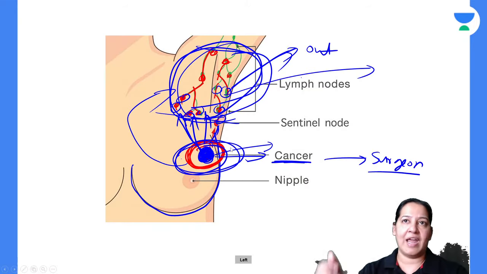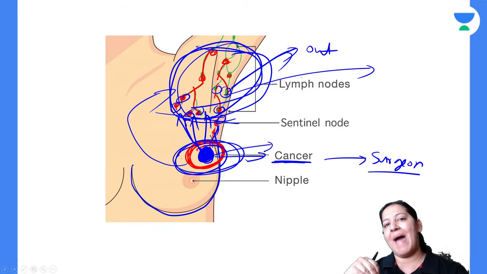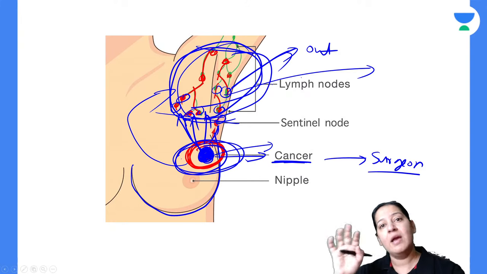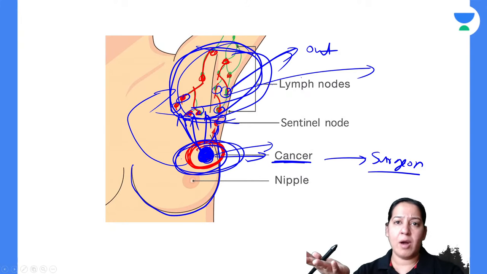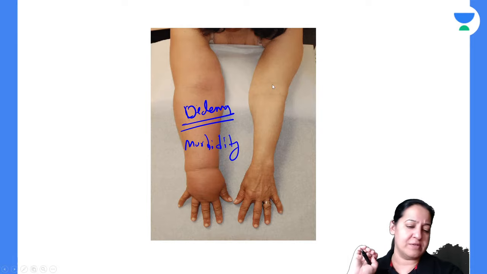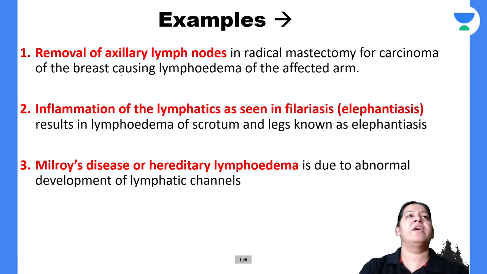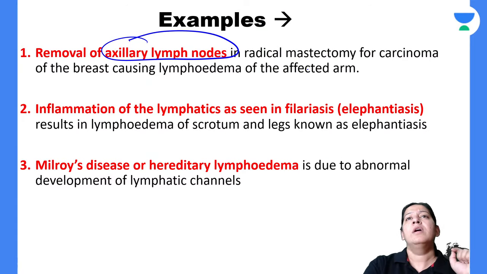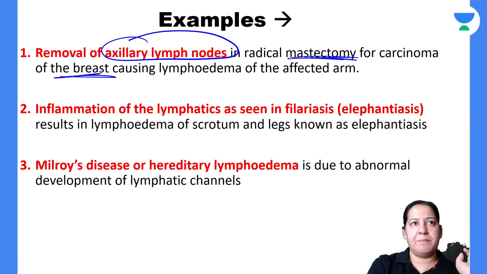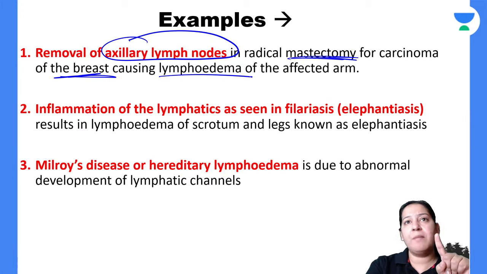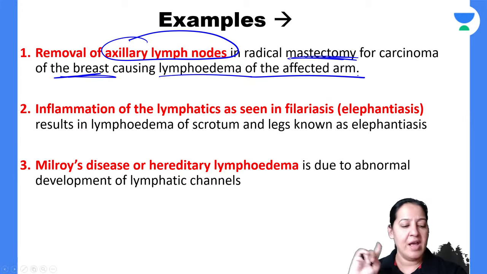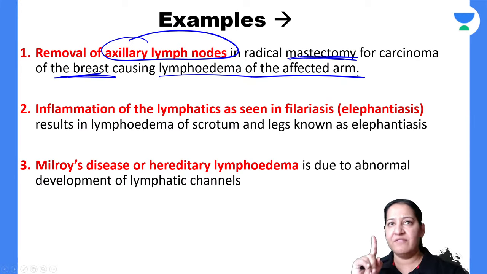The lady does not want to die. If the cancer comes back and metastasis occurs, it is stage 4 cancer. No one wants stage 4 cancer. So lymphedema is a complication of surgery. Sometimes we remove the axillary lymph nodes after mastectomy for carcinoma of the breast, so the lady will have lymphedema of the affected arm throughout life. That can be the first reason, right?